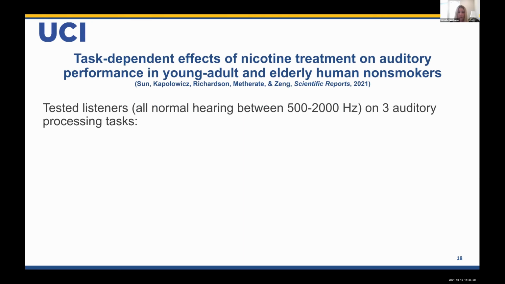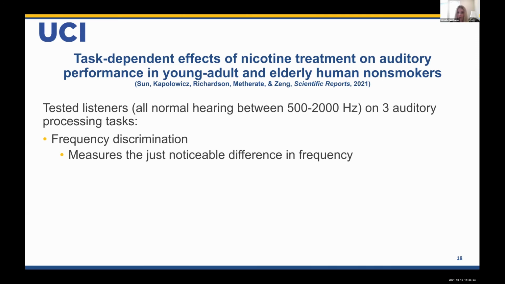So this is our paper that we published this year, and it's looking at different auditory tasks and how giving nicotine treatment helps performance. We compared this in both young adults and elderly human non-smokers. As I said, we don't want smokers because they can already have other issues, and giving them more nicotine is not going to help. So it's key that we are investigating non-smokers here. Another important point is that the people who participated all had normal hearing in the range that we tested for these experiments. For sure, most of the elderly listeners did have high frequency hearing loss, but we did not test those frequencies in these experiments.